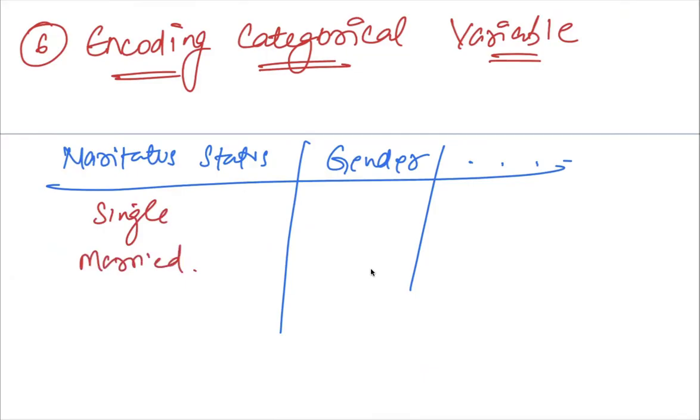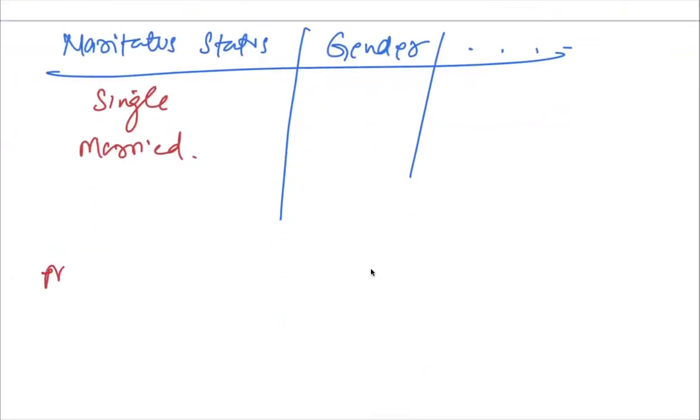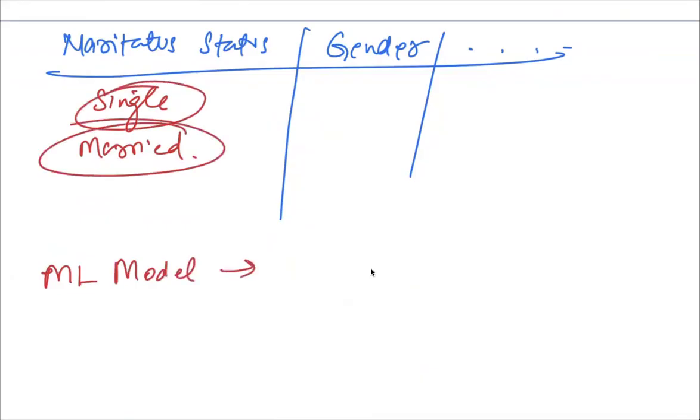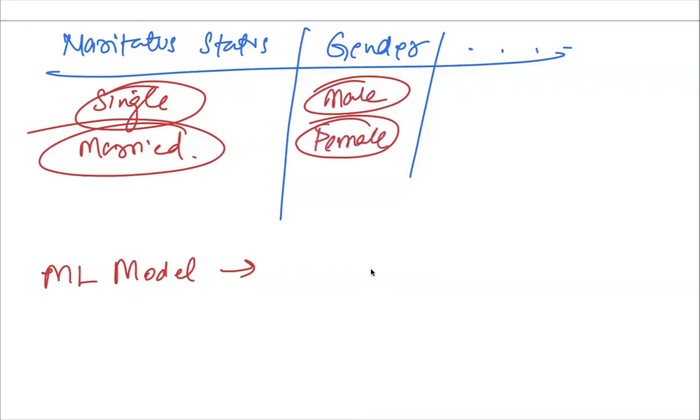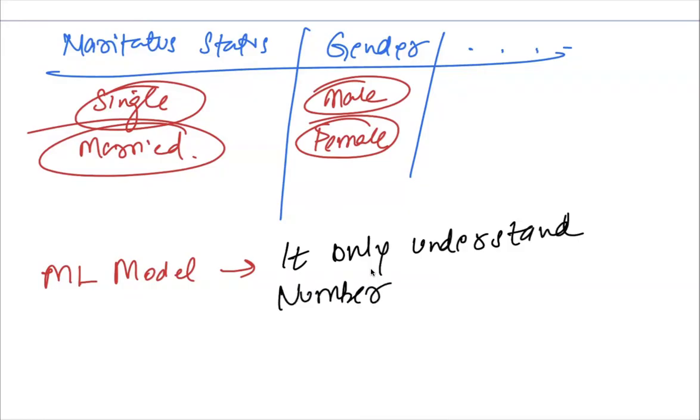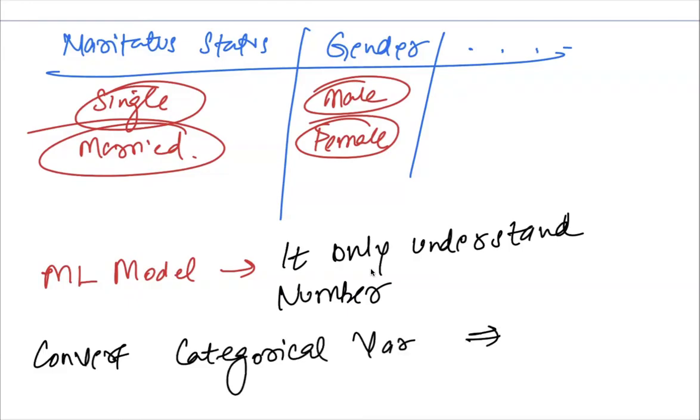Tell me one thing. If we are building a machine learning model, can the machine learning model understand text? The answer is no. A machine learning model only understands numbers. So if it's male, female, the machine learning model only understands numbers, okay? So it's important to convert all the categorical variables into what? Into numbers.